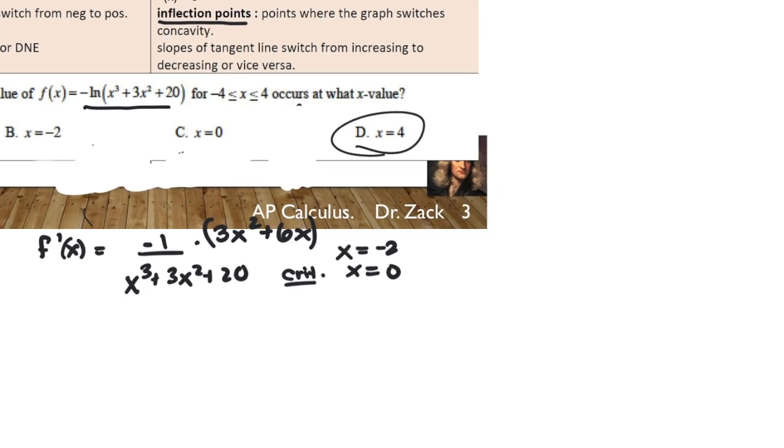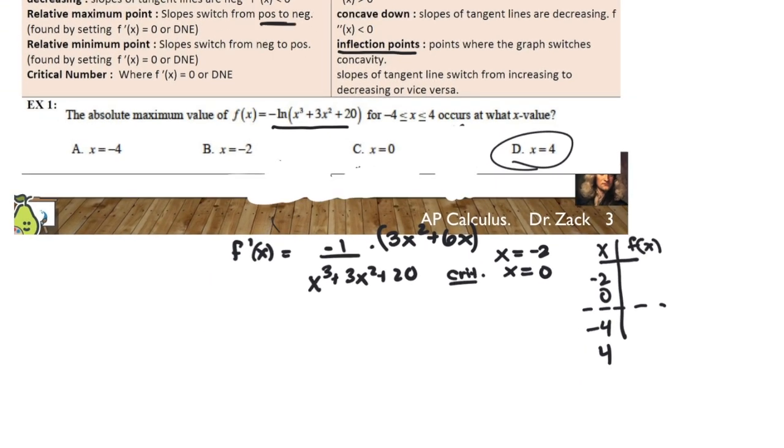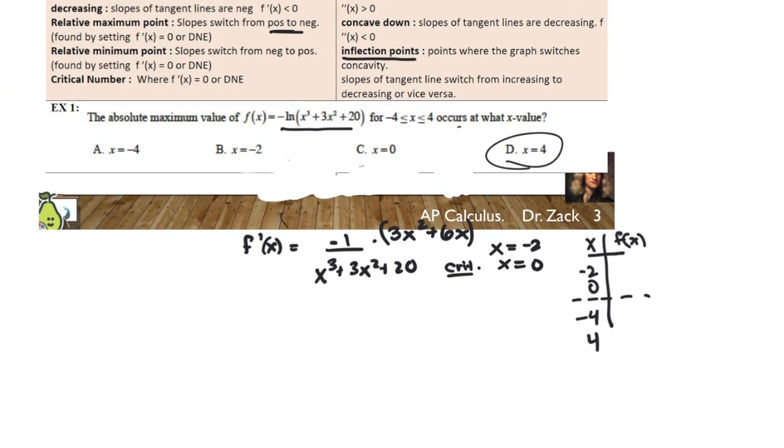However, when you're looking for absolute mins and absolute maxes, you want to make a table of values, and within the table of values, you place your critical numbers as well as your endpoints. Now, this table of values is proof for the College Board graders that you know how to find an absolute min and absolute max, but only put the critical numbers and endpoints in this table.